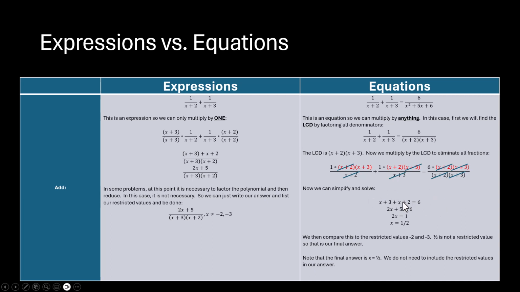So I have x plus x is 2x. I have 3 plus 2 is 5. So now all I have to do is solve the equation 2x plus 5 equals 6. So I subtract 5 from both sides. I get 2x equals 1. And then I have x is equal to 1/2.